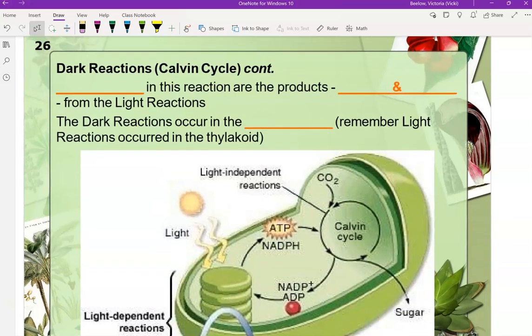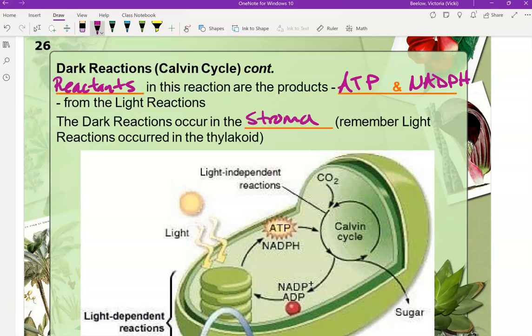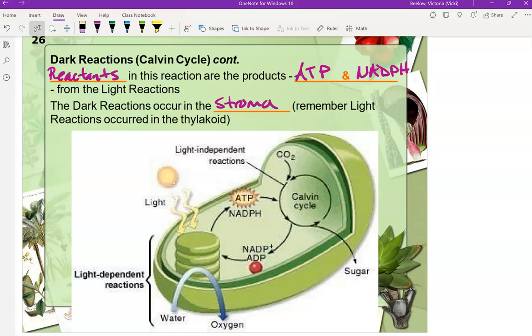So the reactants in this reaction are the products ATP and NADPH, which we got from the light reactions. And this is happening in the stroma, which is, again, like I said, the stuff that fills the chloroplast, versus light reactions, which happened inside of the thylakoid, on the thylakoid membrane.